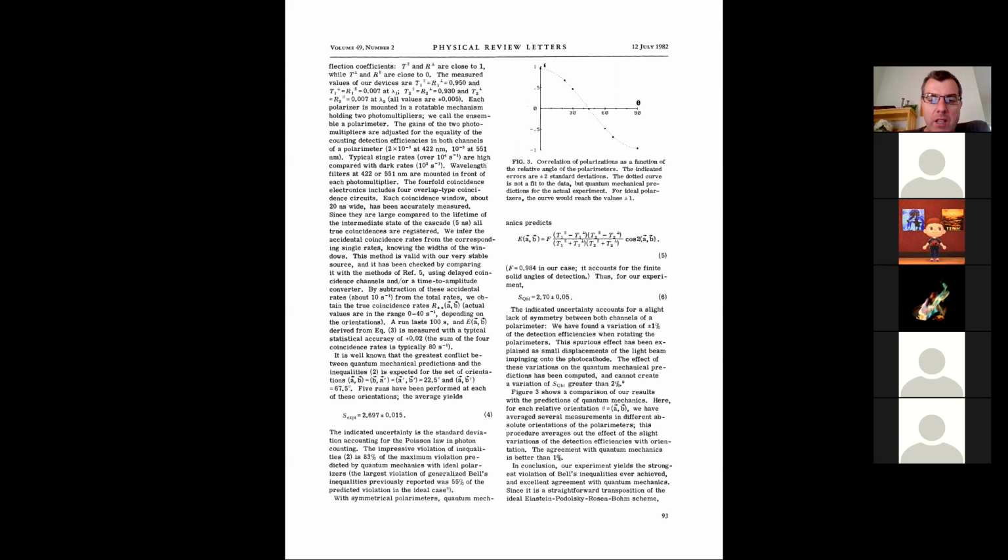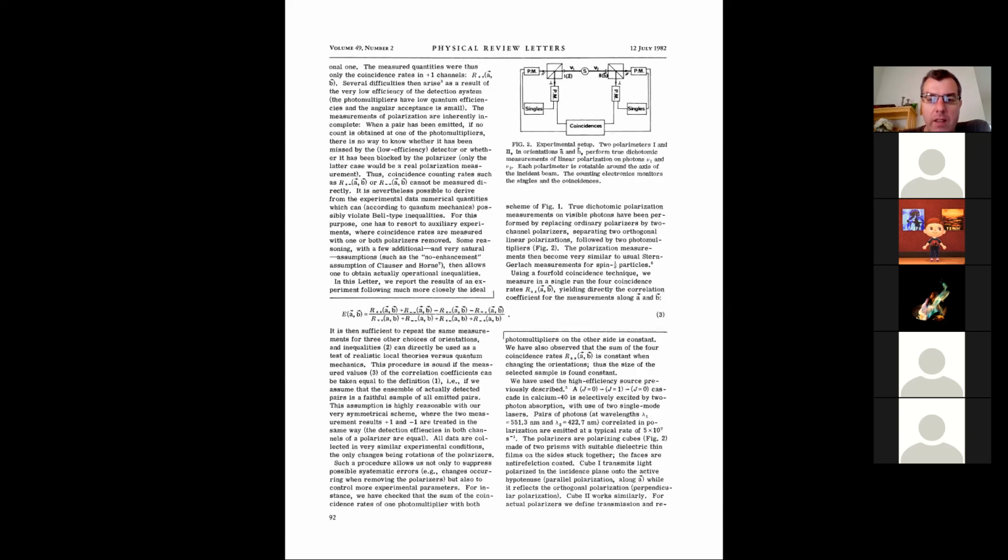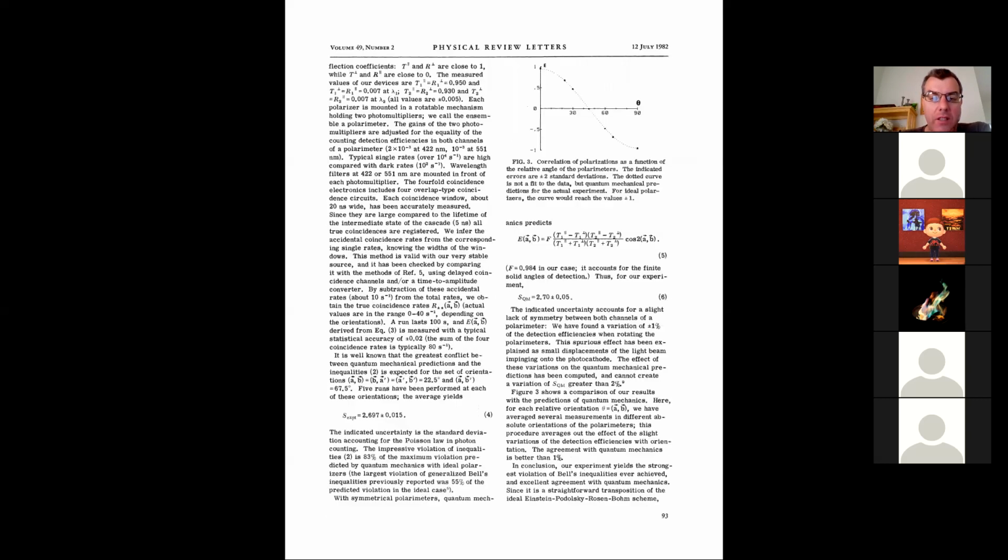And what he said is that I showed you some inequalities before that all these correlation functions, when added up in a certain way, had to be less than 2. He came up with a result of 2.697 from his measurements and said that quantum mechanics would have predicted 2.7 for his experiment, and he got 2.697. So pretty good.